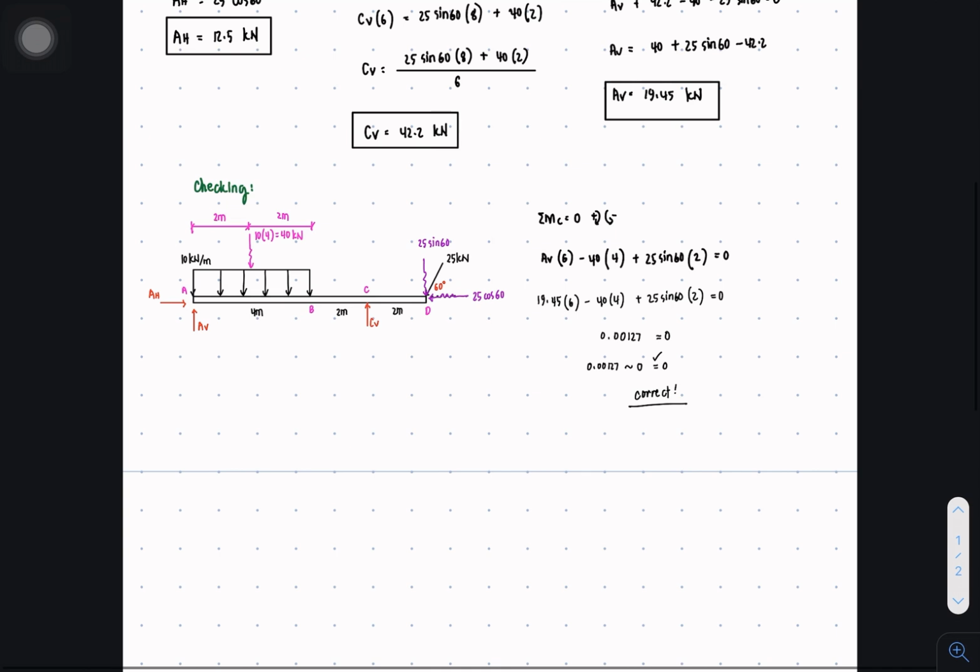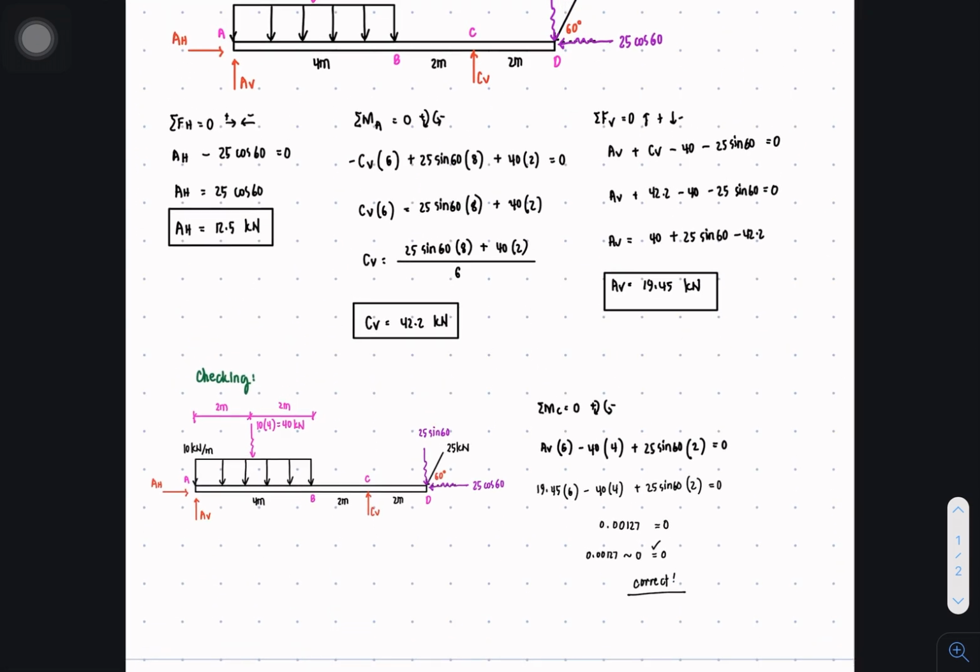Okay, so this is our example. This is our example.